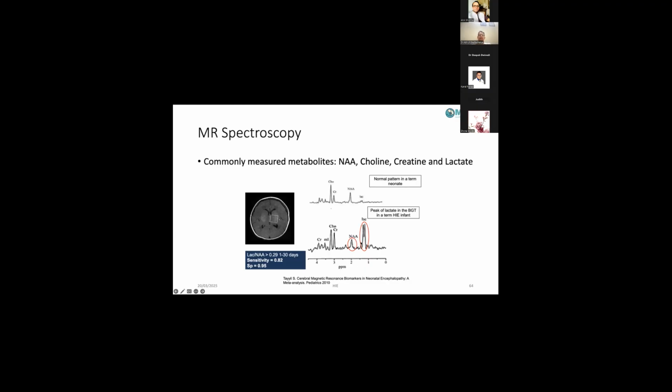Look at the HIE babies. When you move the voxel, the voxel is this area of interest, and you put it on the BGT area, you can see a high level of lactate, and NAA has gone down relatively. So lactate has become much higher than the NAA.